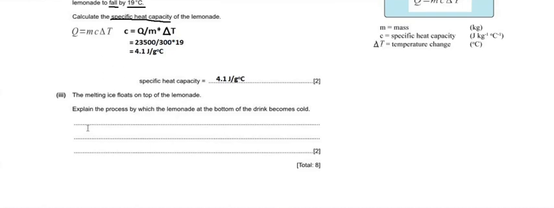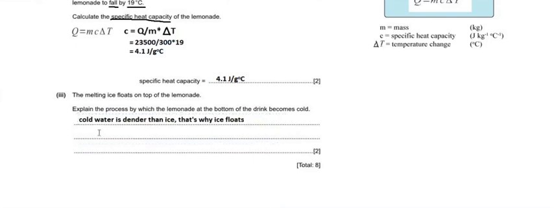We know that it is because of the density difference. The denser object always goes down and the lighter objects goes up. So it's all about the density. So we can write down over here the cold water is denser than ice, and that's why the ice floats on the top of the lemonade.